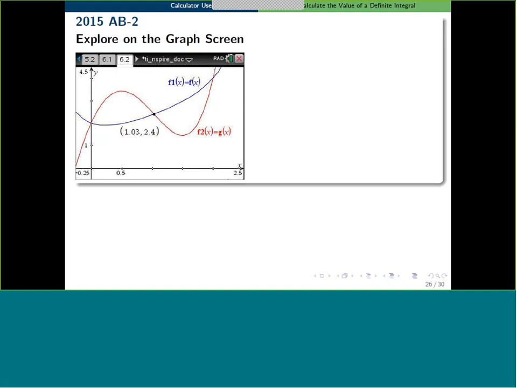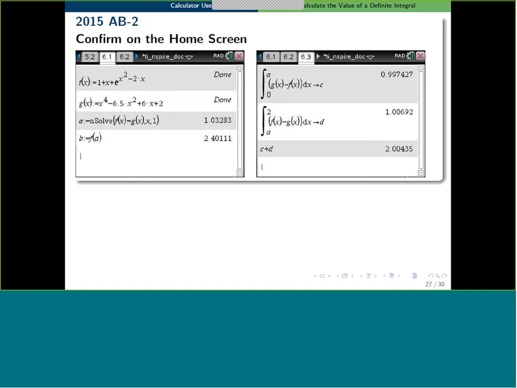Here it is on the TI-Nspire graph screen, a really nice picture, really nice illustration of those two graphs. There's the point of intersection. And here I did a little bit of that on the home screen on the TI-Nspire. So I entered and defined the two functions f and g, found the point of intersection in that third step. And just for the heck of it, I found the y-coordinate of that point of intersection. I don't think I needed that in this problem, but I found it anyway.